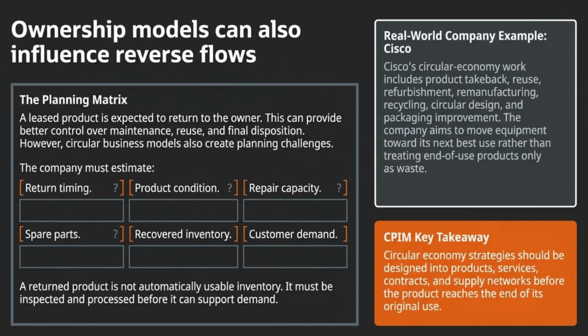Real-world company example: Cisco. Cisco's circular economy work includes product take-back, reuse, refurbishment, remanufacturing, recycling, circular design, and packaging improvement. The company aims to move equipment toward its next best use rather than treating end-of-use products only as waste. CPIM key takeaway: circular economy strategies should be designed into products, services, contracts, and supply networks before the product reaches the end of its original use.